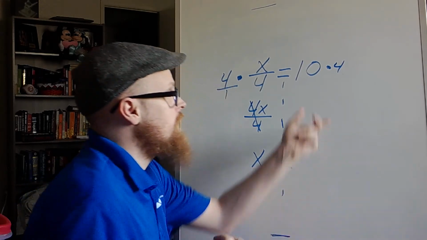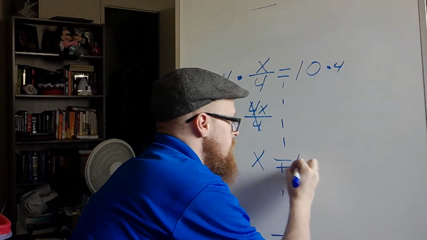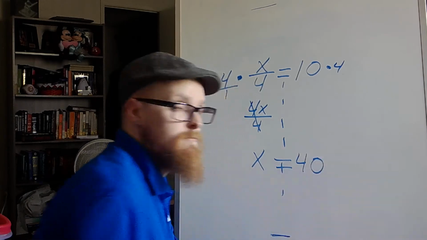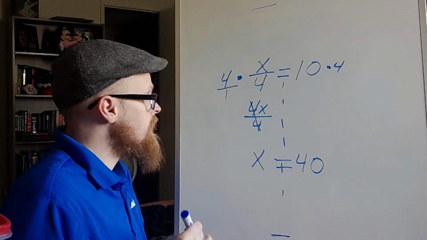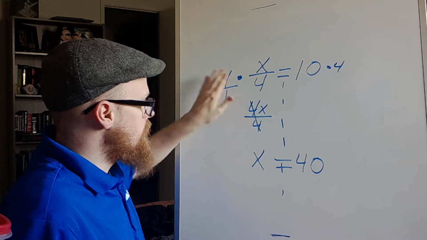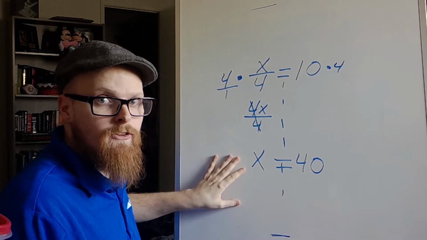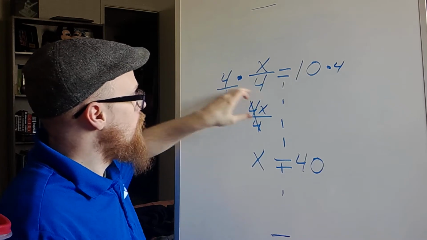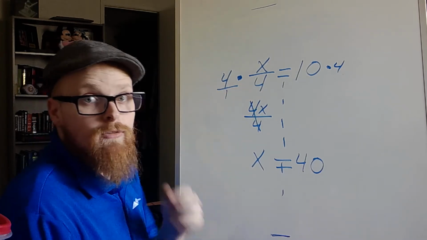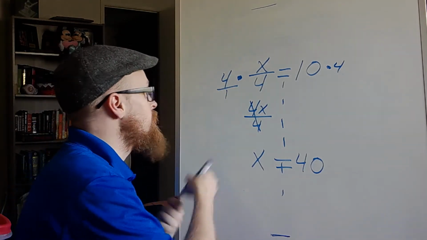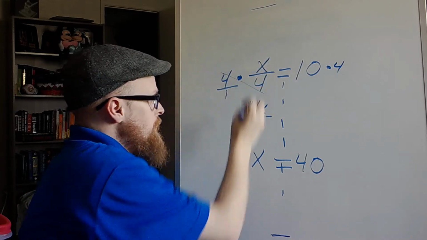Equals, now I can work on the other side. 4 times 10 is 40. Okay? You don't have to do all of this if you don't want to. I was just proving to you that this works out to be x, okay? These two will always cancel because they're the same number. Alright, so you can literally draw a line through them if you want and just bring your x down.